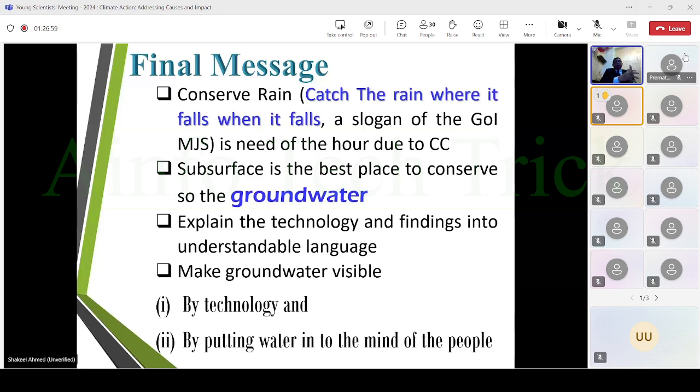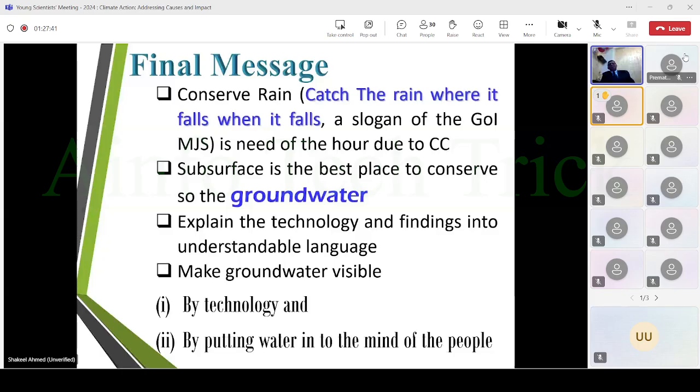So what you have to do is conserve rain, and the Ministry of Jal Shakti of the Government of India has also said: catch the rain where it falls, when it falls. Because rain comes to us very rarely and in very few places, we have to catch it. If not 100%, then 90% or 95%. The second part is that you have to store that in the groundwater. The first part is to capture the rain, and there are ways that you can do that. That is easier work. But the second part is that you have to store that inside the subsurface as groundwater.